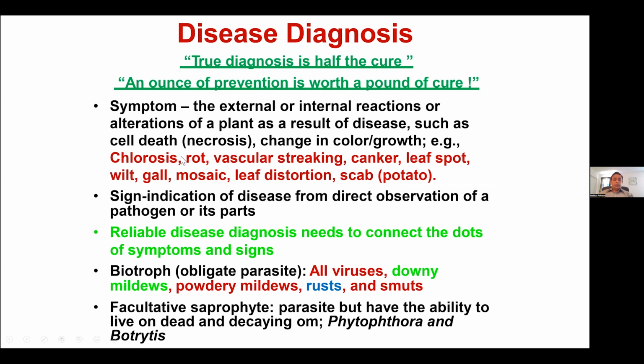What are those? Chlorosis, you can see some kind of rot, vascular streaking, cankers, that means sunken areas, leaf spots, galls and mosaics, leaf distortion, etc. And there are many different types of pathogens that can cause different types of symptoms on plants, but that takes lots of time to understand. Some disease symptoms you can easily identify, like powdery mildew, when you see the white powdery stuff covering the leaf, especially on cucurbits.